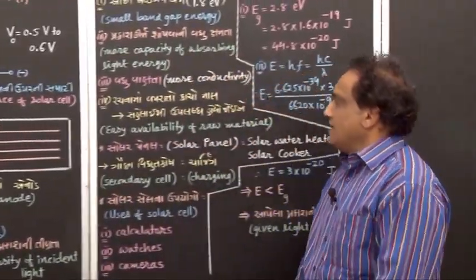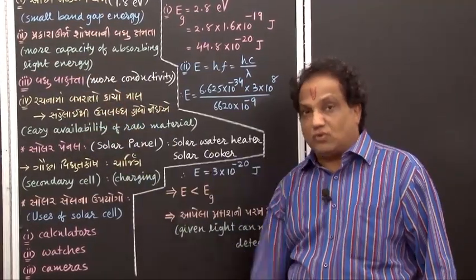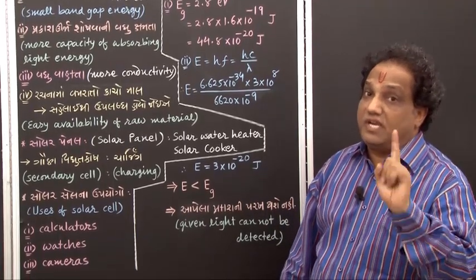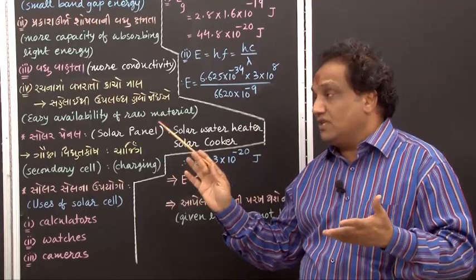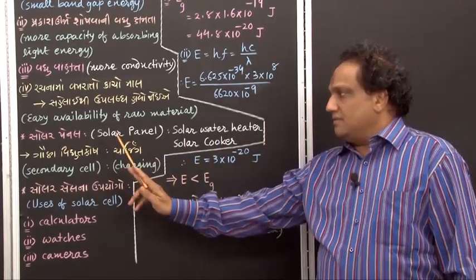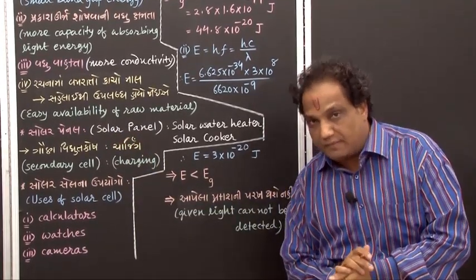Fine. Then the materials used in making this solar cell are called raw material. That raw material should be easily available. Then only, over the entire world right now, these solar cells and solar panels are used the most. Then what is called a solar panel?